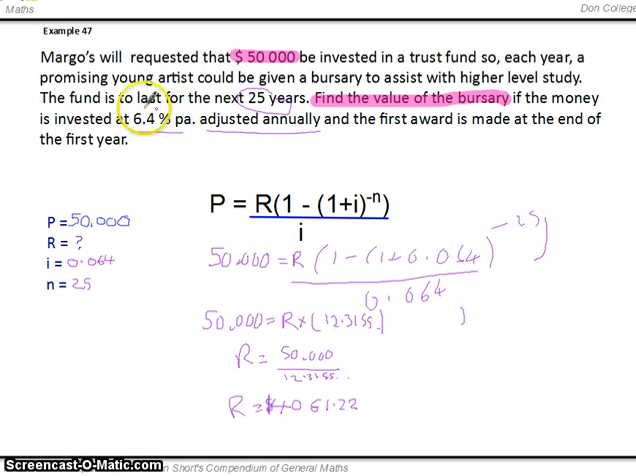So what we've worked out is that if you had $50,000 and you invested it in an account that paid 6.4% per annum, you could take out $4,061 a year for 25 years before your money ran out. So the bursary would be able to be $4,061, and that would last for exactly 25 years. We'll look a little later at what we would have to do to make sure that it lasted forever.